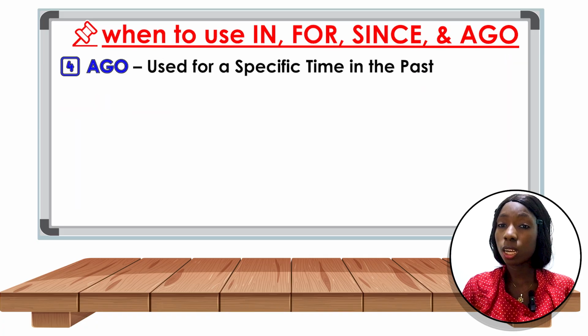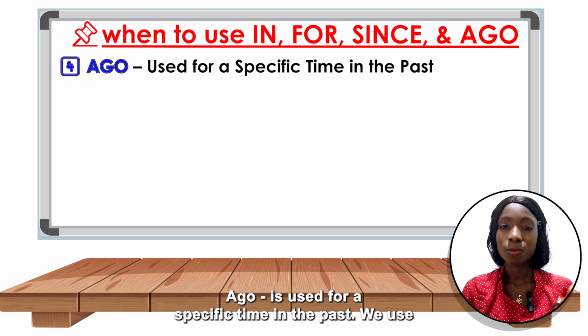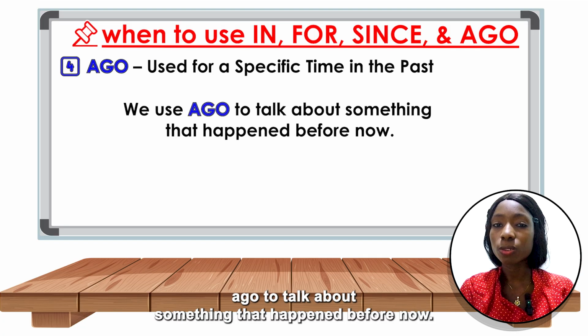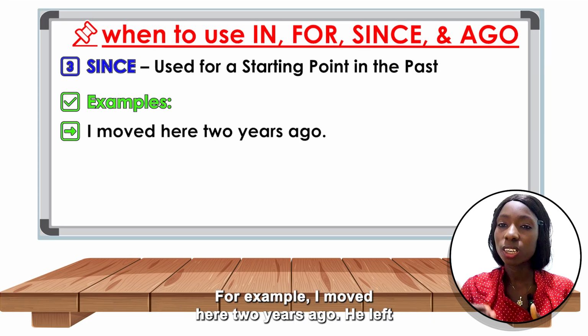Let's talk about ago. Ago is used for a specific time in the past. We use ago to talk about something that happened before now. For example, I moved here 2 years ago.